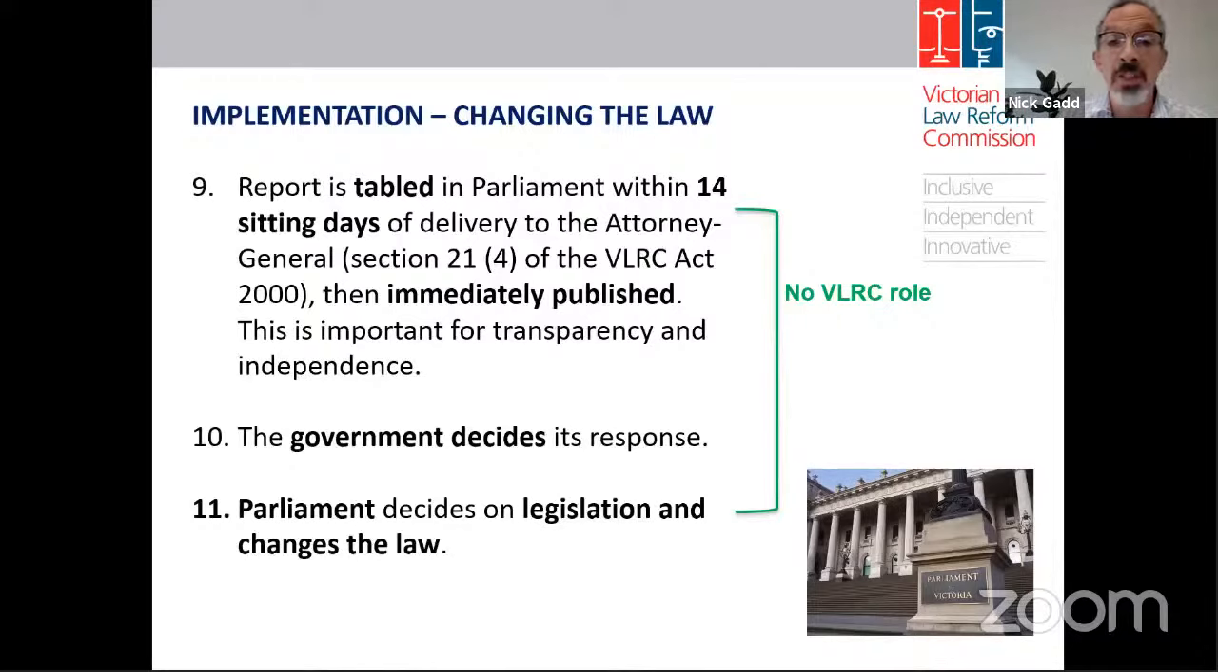It's then up to the government to decide what they want to do, whether they choose to accept the recommendations or not, or accept some of them, but not others, or perhaps ask for further consultations or ask the Department of Justice to do some more work, or the Department of Health, whoever it is. It's up to the government. It's out of our hands at that point. But ultimately, what we hope happens is that the government agrees with us and decides on legislation and Parliament changes the law.